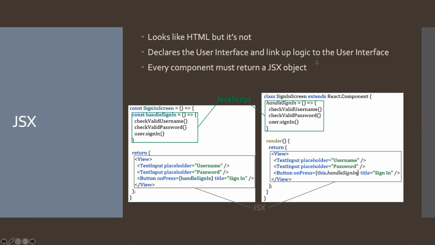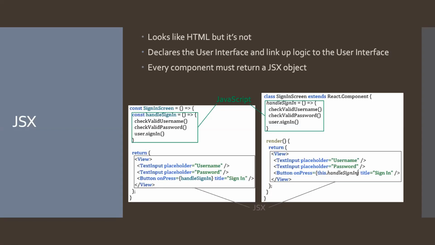And we also look at JSX, which is basically the fundamental working part of React and React Native itself. JSX looks really like HTML, but it really isn't. What it does is declare the user interface, and it links up the logic to the user interface. And we also talk about how essentially every component is a JSX object, because for every component, we have to return a JSX object.